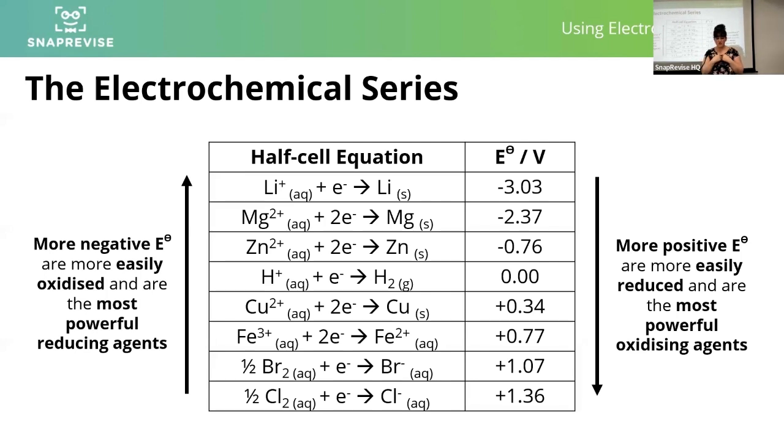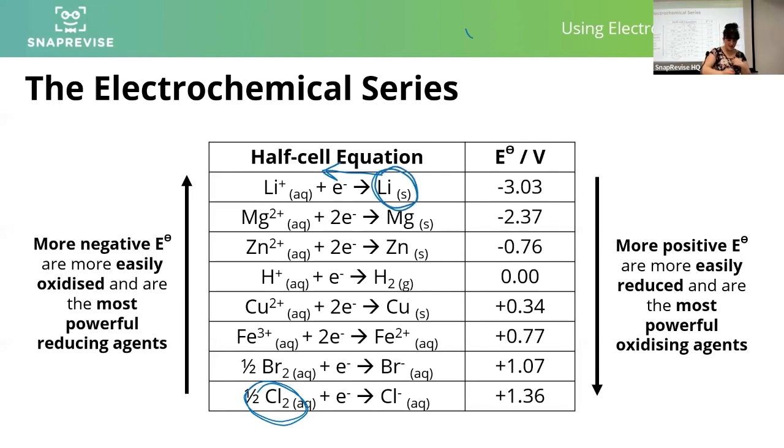So the better at reduction a half cell is, and I'm talking about the reactants here because that's the thing that is being reduced, the more powerful the oxidizing agent it is, because it's going to be causing things to lose electrons. On the reverse, the more negative something is, the worse at reduction it is, so the better at oxidation it is. That means it's going to be happening in the reverse direction, because it itself is oxidized.